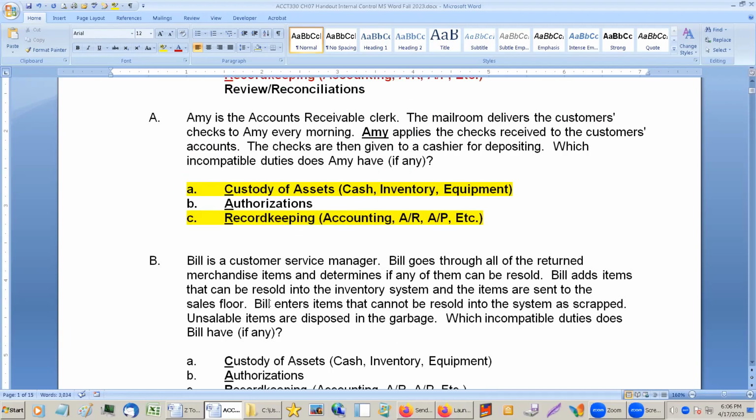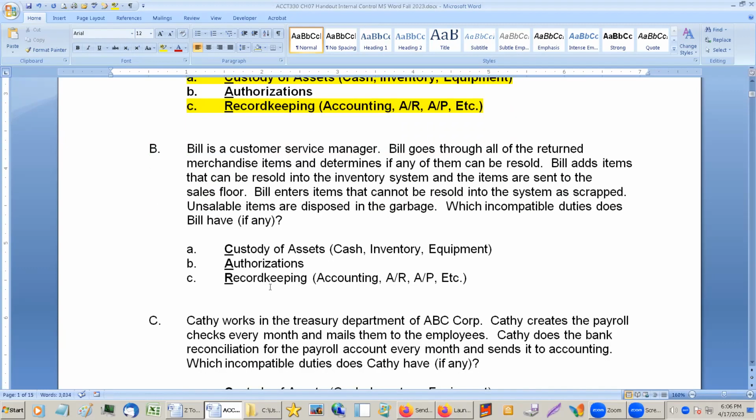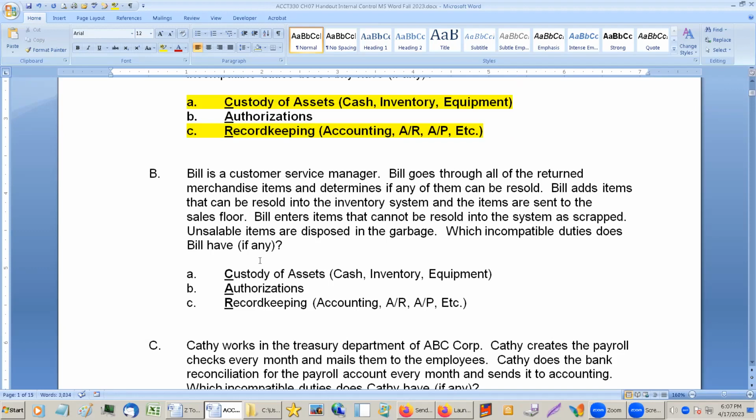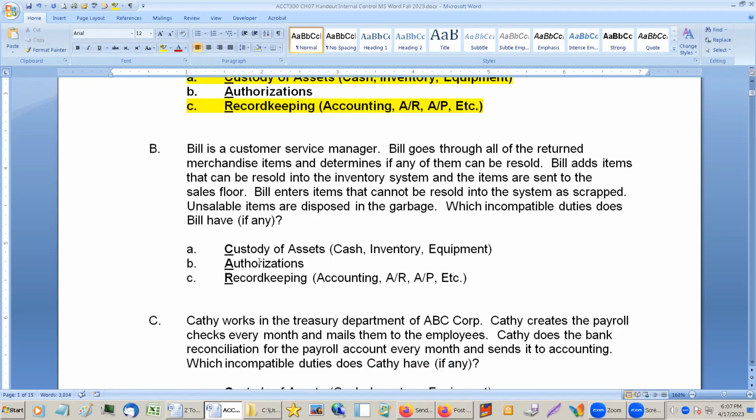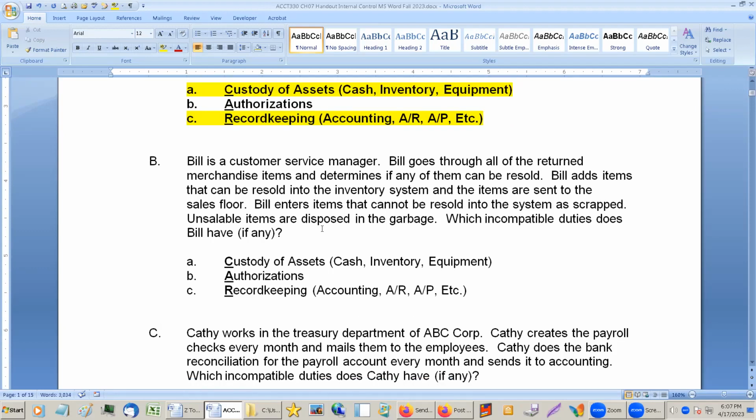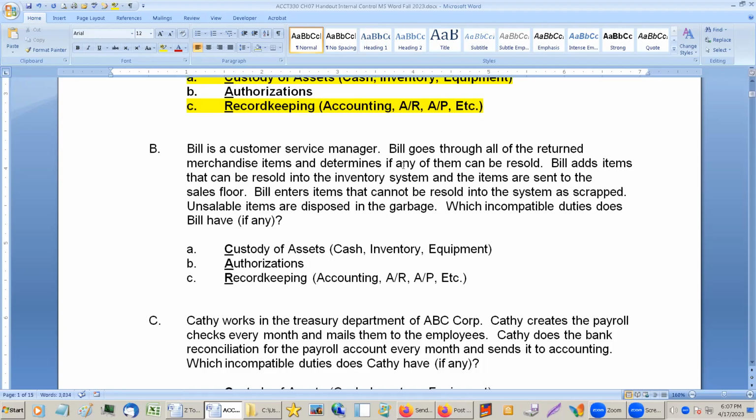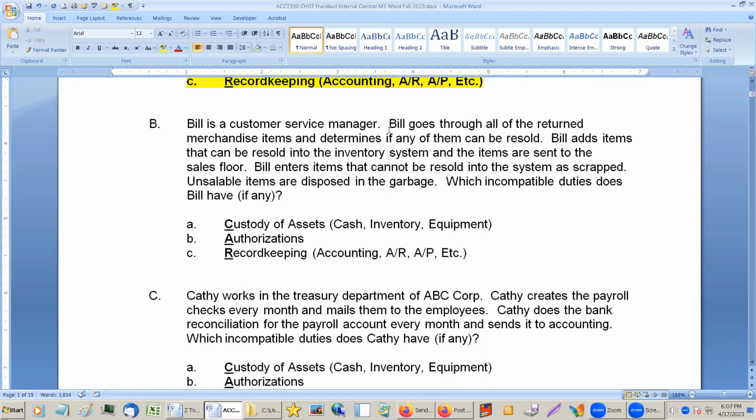Okay. Bill, let me make sure Bill is all the way through here. Okay, I think he is. Bill is a customer service manager. Bill goes through all of the returned merchandise items and determines if any can be resold.